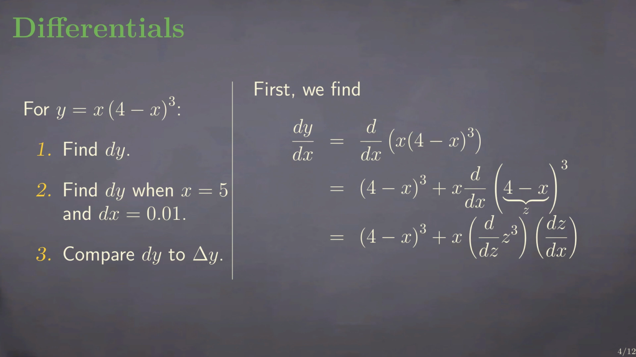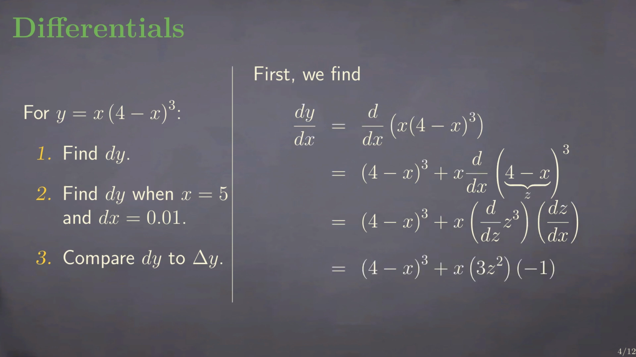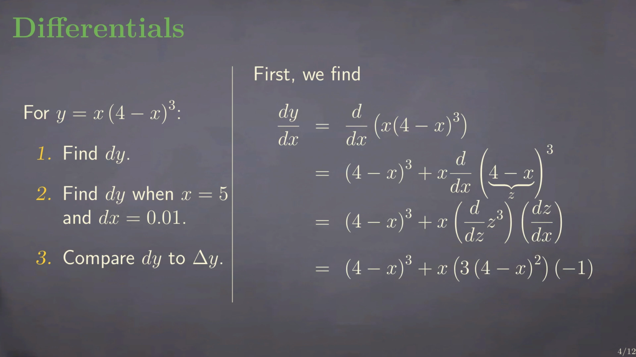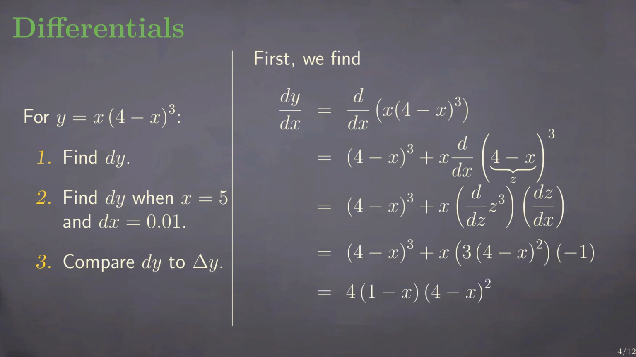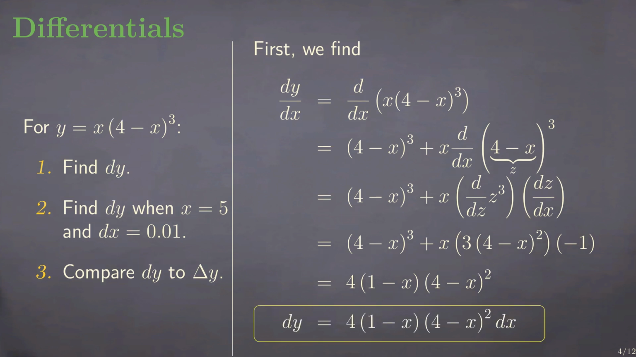Now it should be very easy to compute the corresponding derivative, which is x times 3 times z squared times minus 1, because z is equal to 4 minus x, so if you take the derivative with respect to x, it should be minus 1. Now to obtain the final result, you just need to substitute 4 minus x for z in the last formula, and so we get the desired computation, which is (4 times (1 minus x)) times (4 minus x) squared. Okay, so just by multiplying both sides with dx, you get the formula for dy.